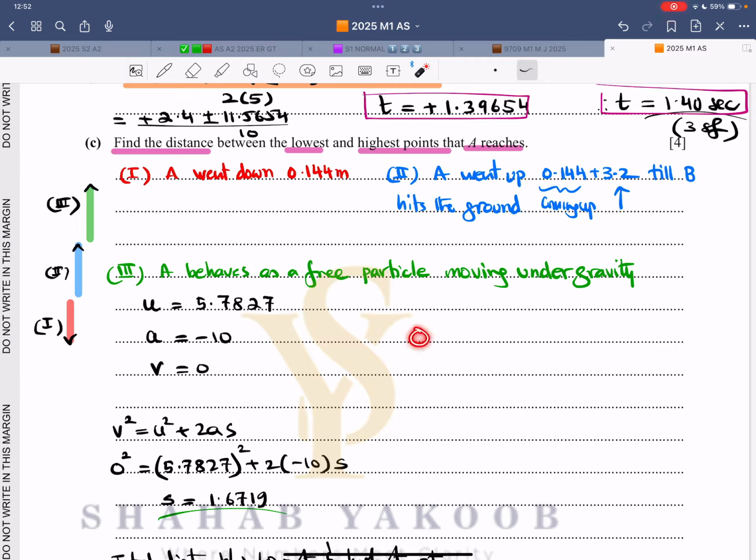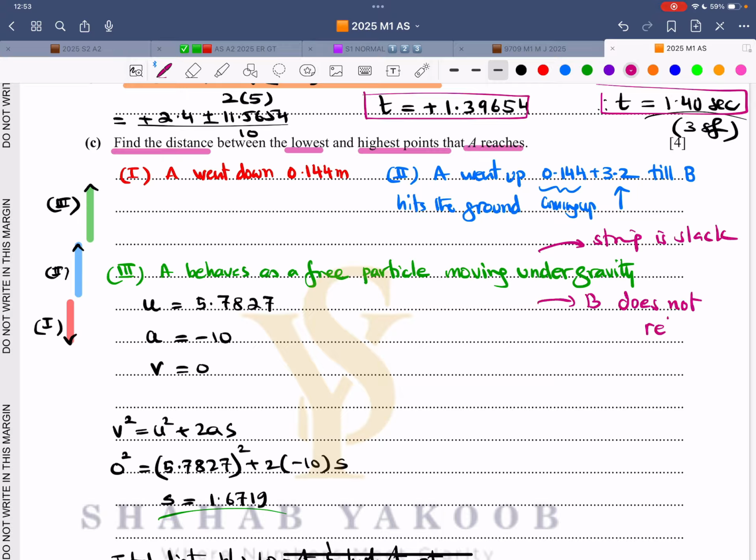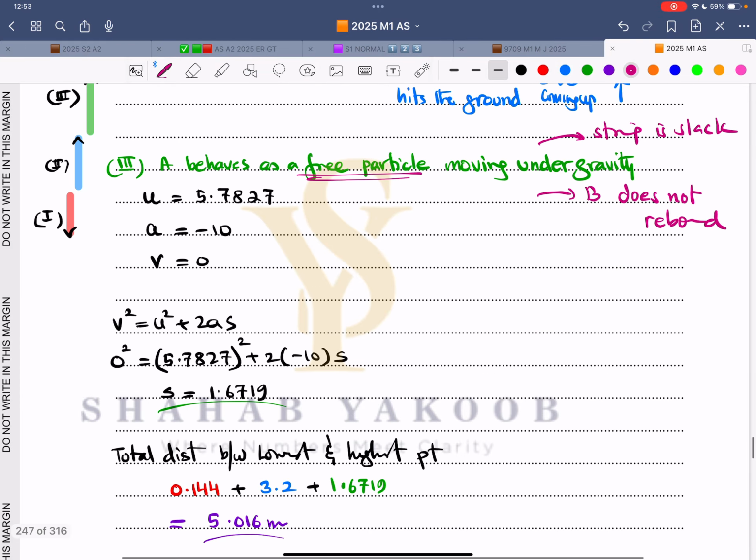So first they were at the same level. They went down 0.144, and this went up 0.144. Now what is happening is that it will first go 0.144 up and then 3.2 up, because B will hit the ground. Correct? Part 3. Now A behaves as a free particle. Why? Because the string is slack. B does not rebound, and A behaves as a free particle, freely moving under gravity. That is what we mean by free particle.